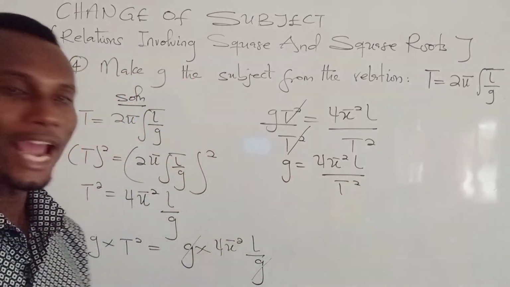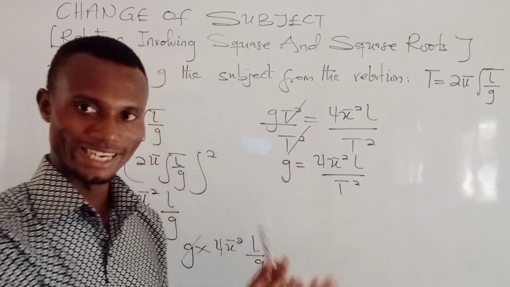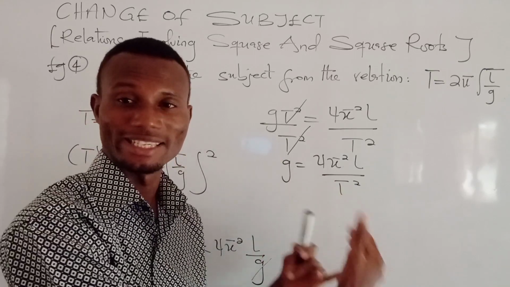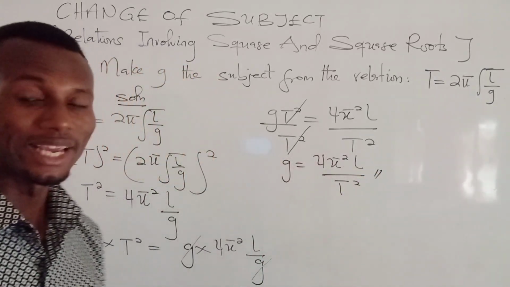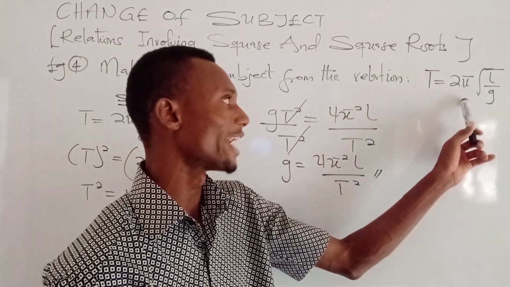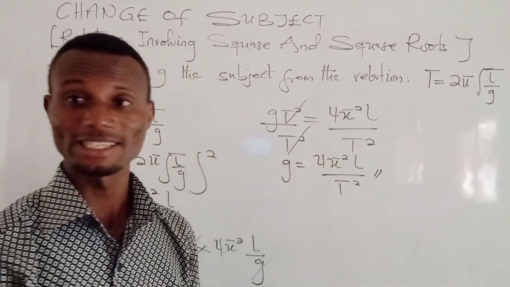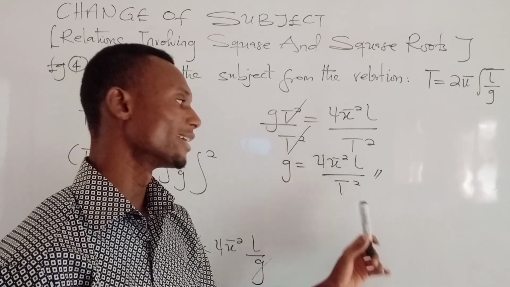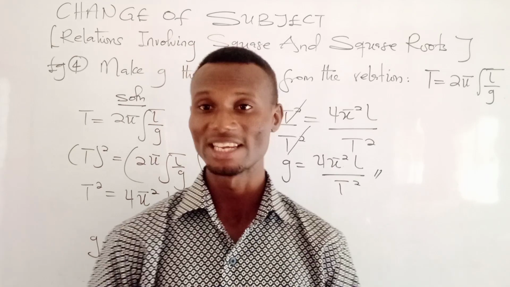Now from here you can see that G is standing alone in this equation. Nothing is attached to G again. So it means we've made G the subject. So this is our final answer for making G the subject of the given equation, which is T equals 2 pi root of L all over G. Our final answer for making G the subject is G equals 4 pi squared L all over T squared. That's our final answer for making G the subject of the given equation.